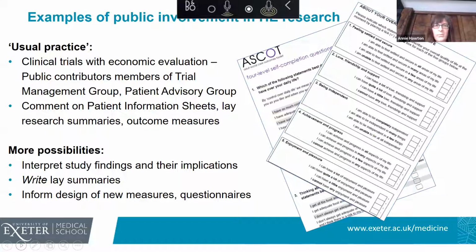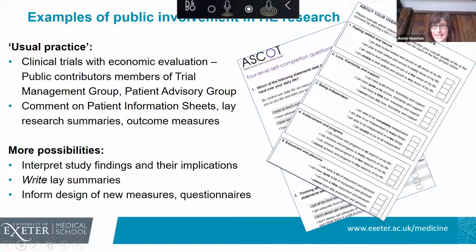Okay, so in the last minute or so, I'd just like to give you another few examples of public involvement in health economics research from my experience. What's more commonplace in terms of public involvement in relation to health economics research are the examples of clinical trials which have an inbuilt economic evaluation. And it's very common for public contributors to be members of a trial management group or a patient advisory group. Also commonly to comment on patient information sheets, lay research summaries and outcome measures.